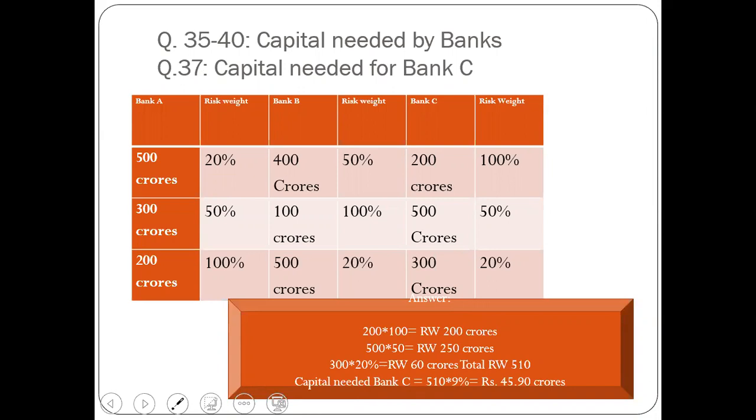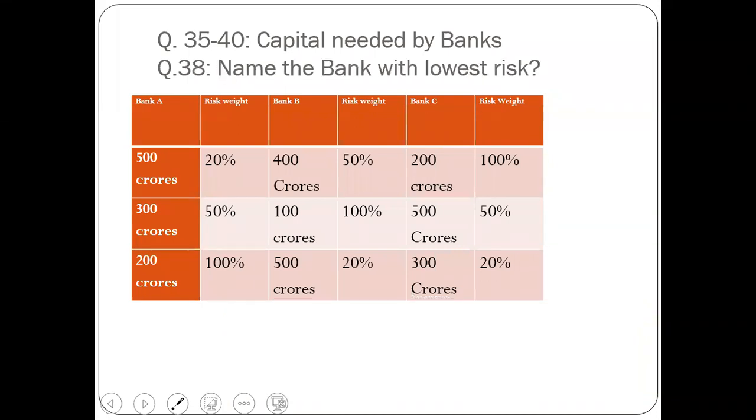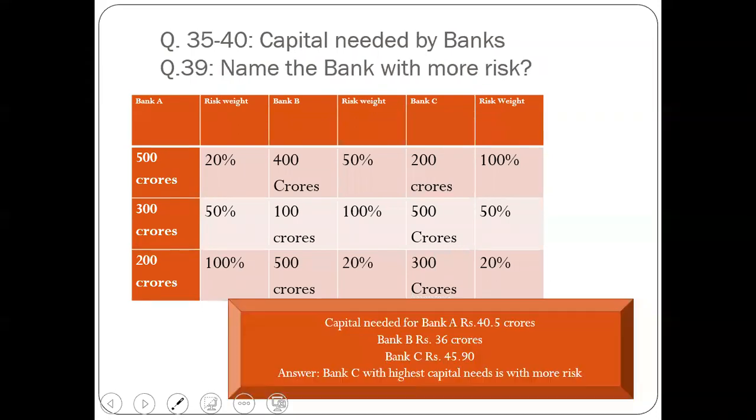Whichever bank needs less capital is the strongest bank. Whichever bank needs more capital, because they have more risk-weighted assets, that bank is the weakest bank. So like that, a 5 mark question will come. You can beautifully answer. Understood? Okay, now, so I have explained that also.